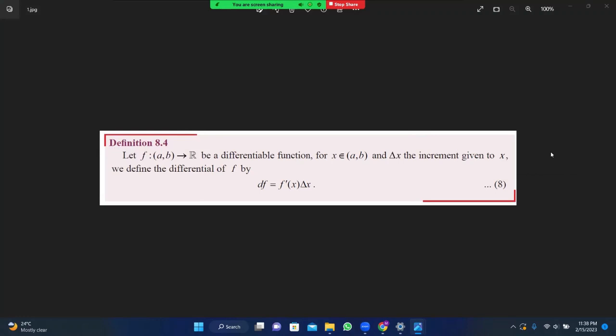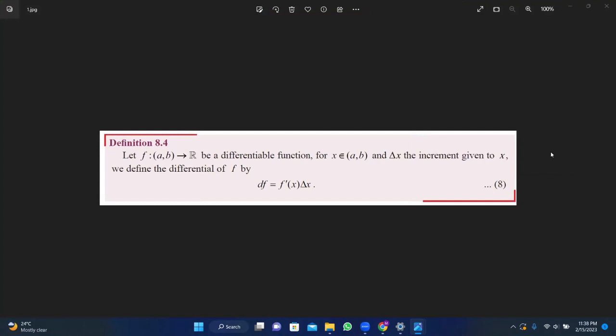Hello students, today we will proceed to look at exercise 8.2 in the chapter Differentials and Partial Derivatives. So for exercise 8.2, we will look at some concepts here.